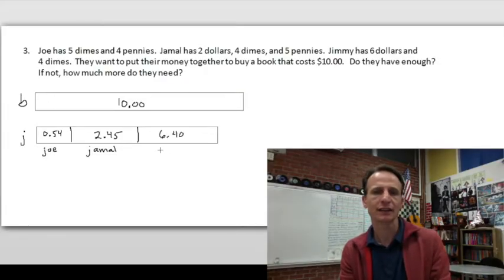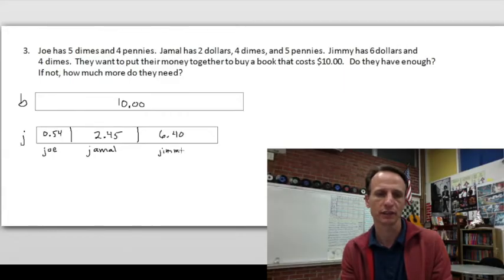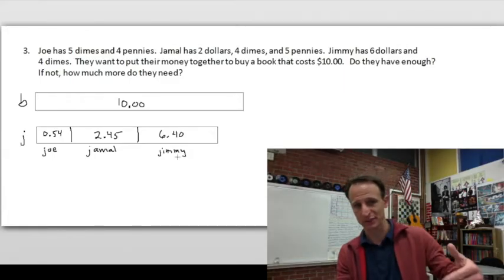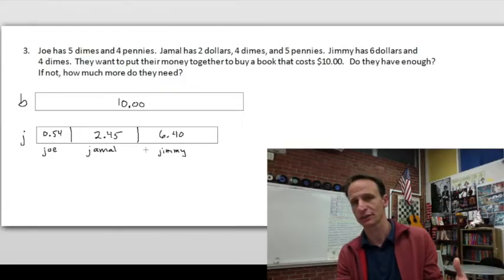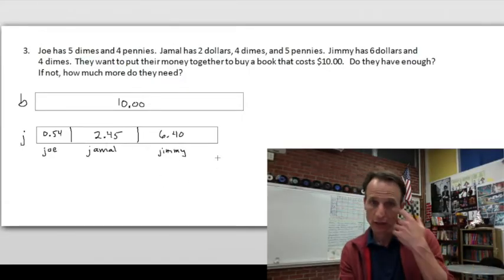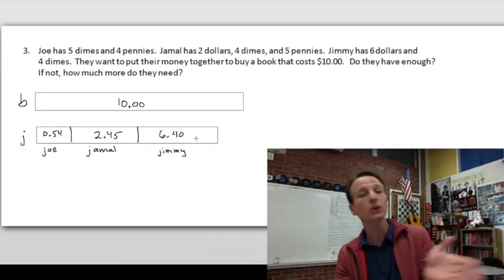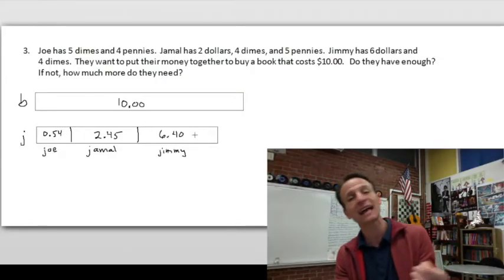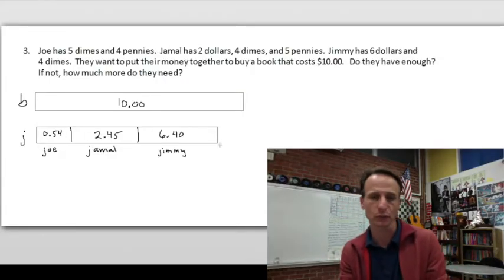See, I like how nice and clean this tape is here, as opposed to drawing a separate tape for each of the 3 boys and then grouping them together. Because now we can see pretty clearly that they're putting their money together. We can see we need to add these. That's why I drew it this way. It could be drawn differently though.